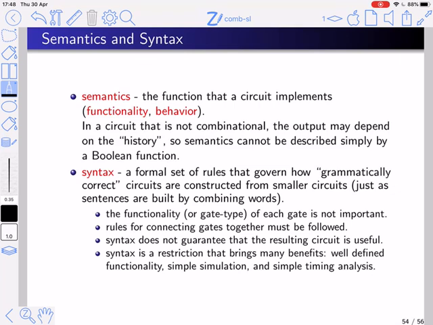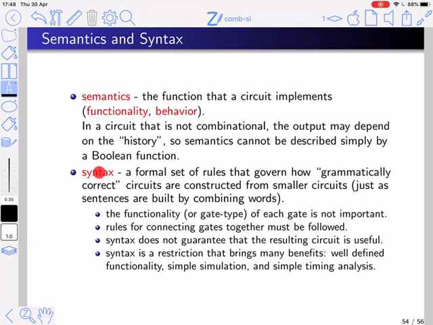As usual, we have the distinction between semantics and syntax. Semantics, in the case of combinational circuits, is simply the function that the circuit implements. It's a Boolean function. A circuit that is not combinational may have an output that depends on the history, so the semantics of such non-combinational circuits cannot be described by a Boolean function. But in the case of a combinational circuit, the semantics are very simple. It's just a Boolean function.